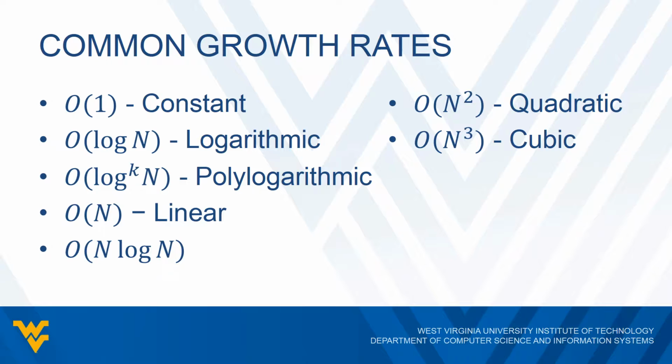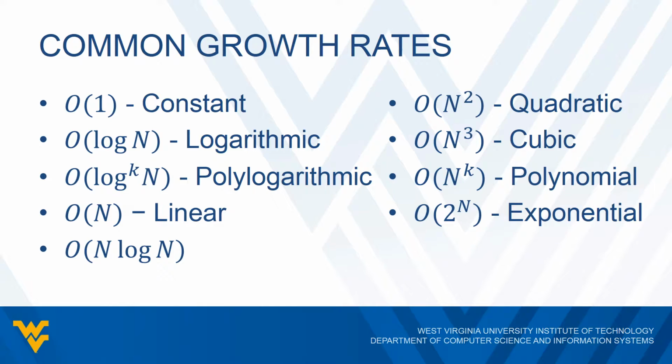We have O of n cubed. So this is also known as cubic running time. So it takes a cubic number of steps, n cubed number of steps. We have O of n to the k, where k is just some constant. So it could be 2, 3, 4, 5, 6.3, but this is a polynomial running time. And then finally, we have O of 2 to the power n, and this is considered exponential time.